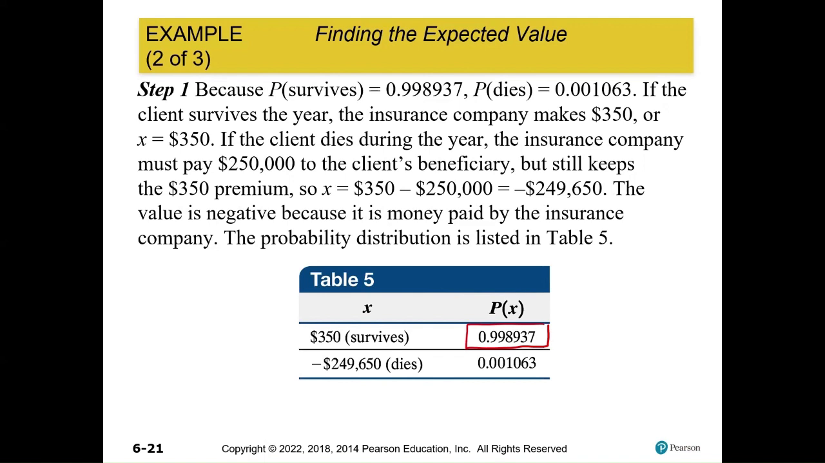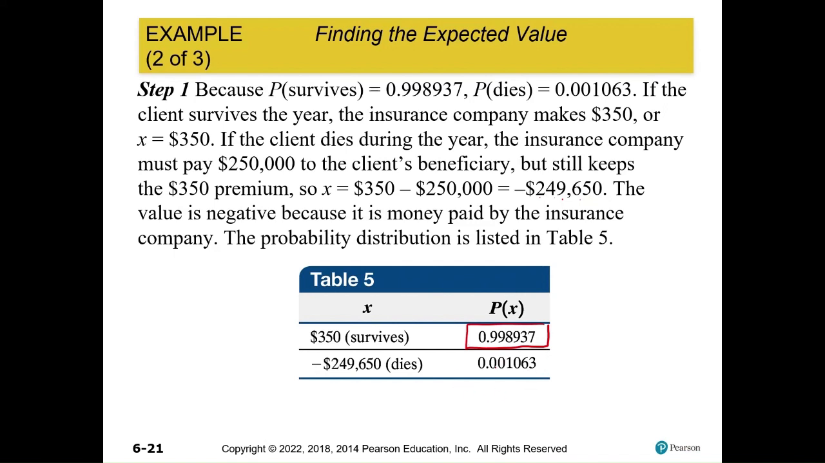Which means that if the 18-year-old dies, they would have to put out that $250,000 minus that $350, right? They would have gotten that $350, but they would have to pay out $250,000. So that is a difference of $249,650, and that is negative money to the insurance company. That was money they would pay out.